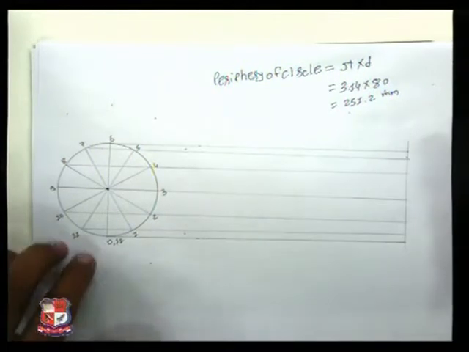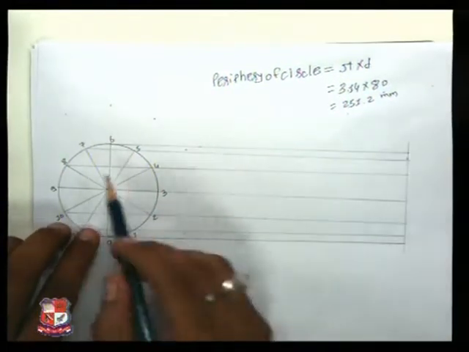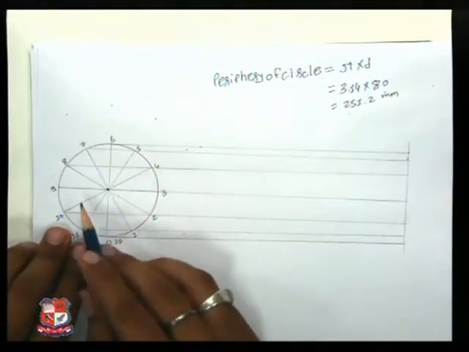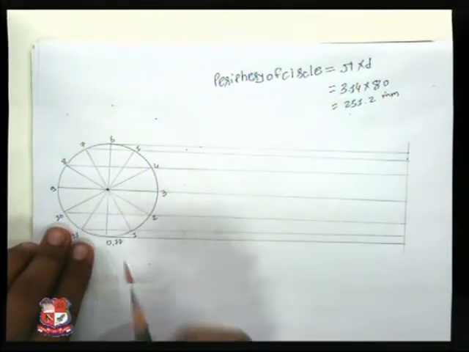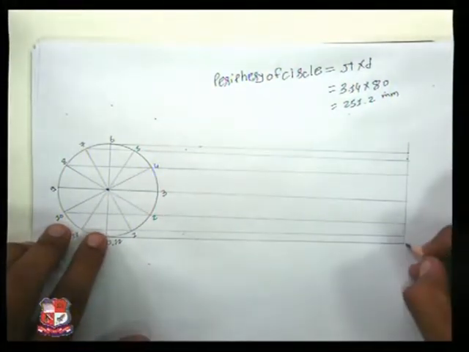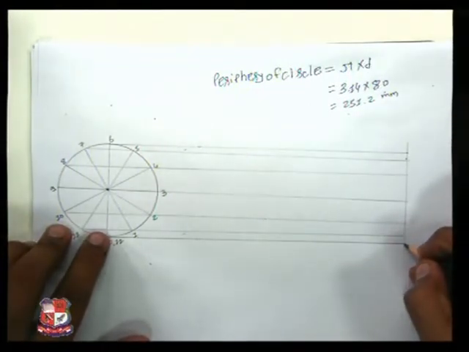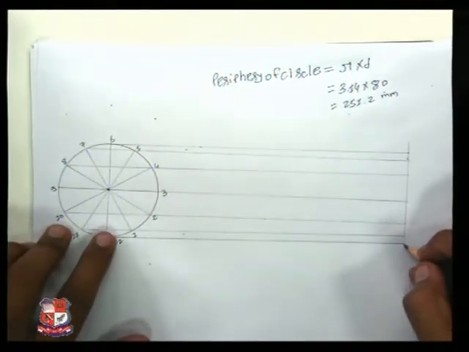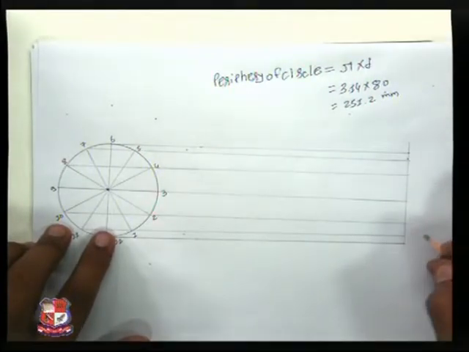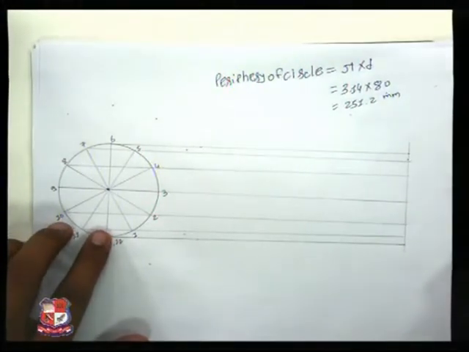Now, what are the number of divisions over here? We are having number of divisions 12. So we need to divide this line into 12 equal parts. If we want to divide this line into 12 equal parts, then what is the method of dividing a line?